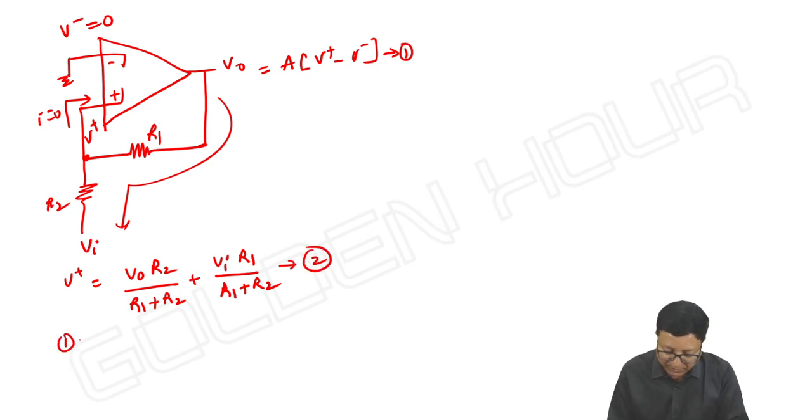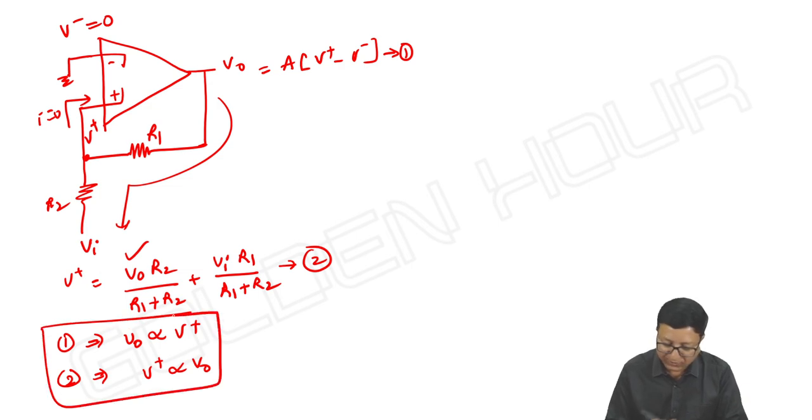From equation 1, output is proportional to V plus, and equation 2 implies V plus is again proportional to V output. Is there any change in this? No. Whether you apply input at the inverting or non-inverting terminal doesn't matter. Output is proportional to V plus and V plus is proportional to V output. Now you give the input.